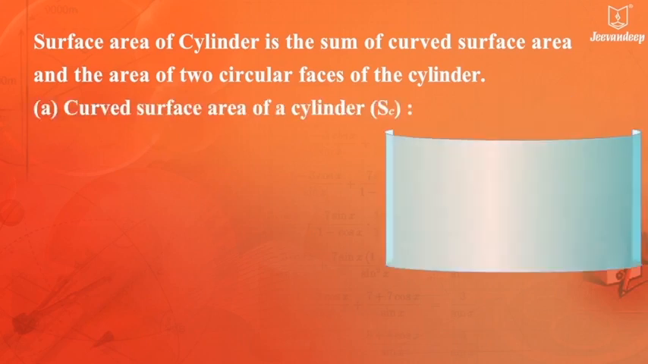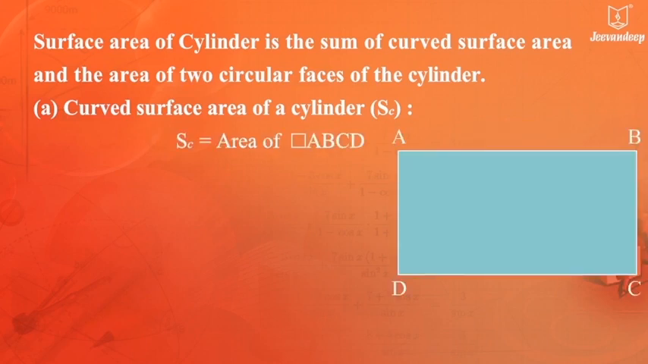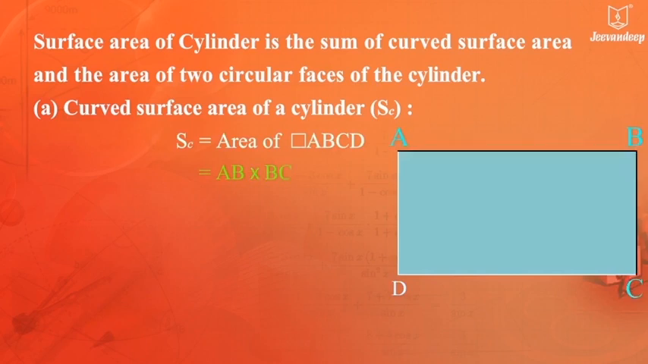A. Curved surface area of a cylinder represented by SC is given by area of rectangle ABCD, or AB multiplied by BC.